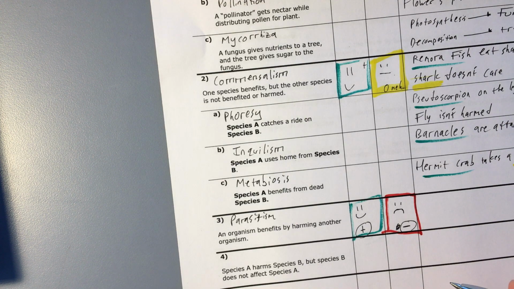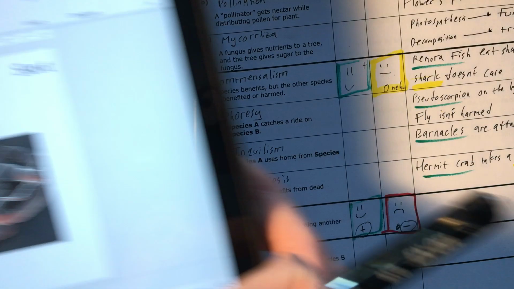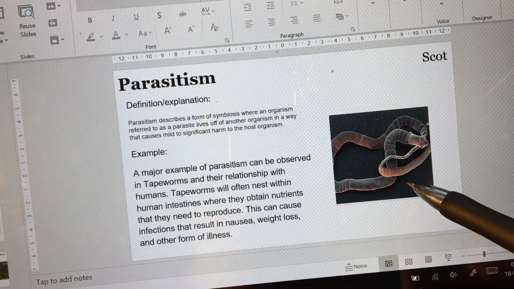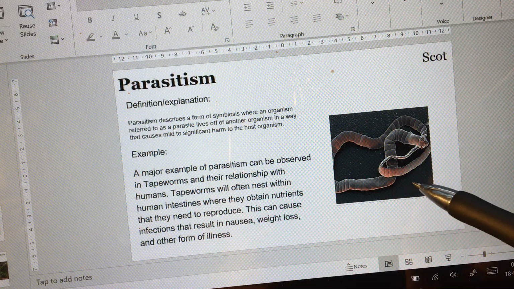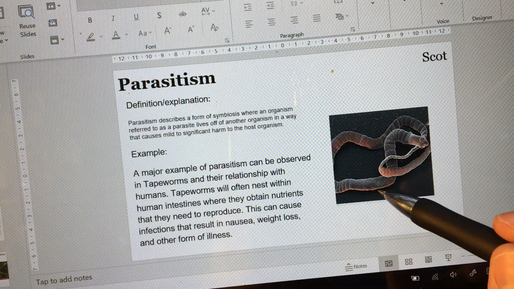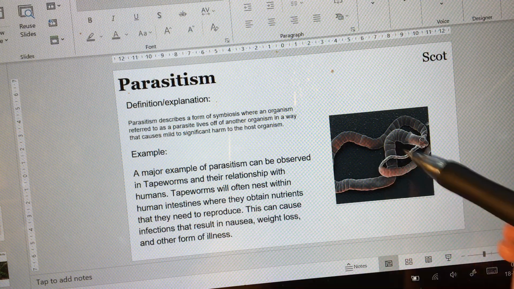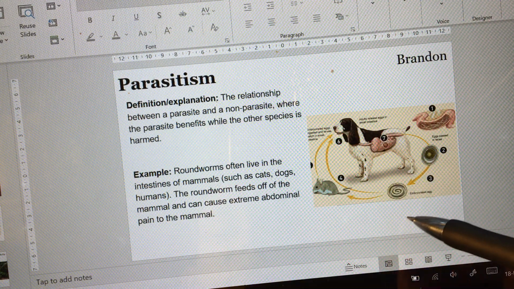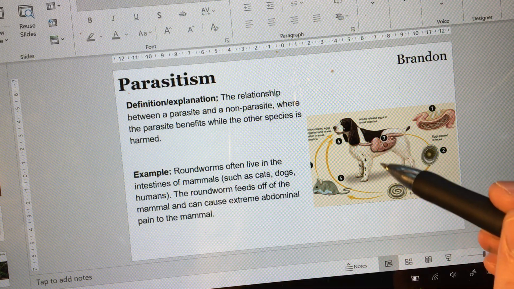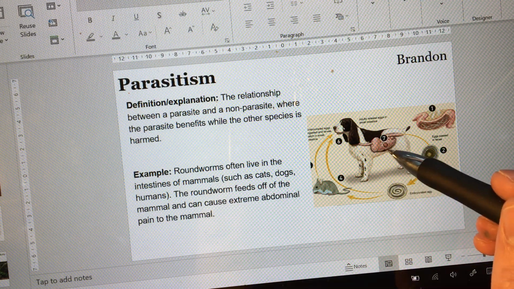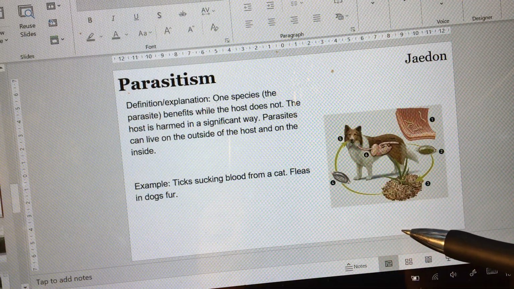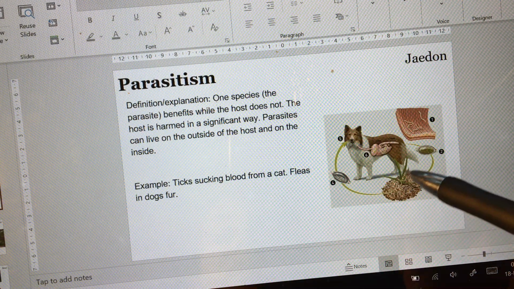Typically we think of parasitism as maybe a tick or something like that, which is true, but there's also a lot more involved with parasitism as well. So here's one. This is a tapeworm. Really gross. They can get the nutrients they need from human intestines. Obviously, it's not good to have living things like that in your intestines. It might be the same with a dog. They can get roundworms. That causes a lot of pain for the dog, but the worms get the food that they need. Another example would be fleas or ticks.